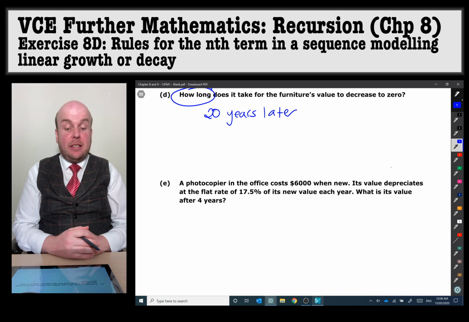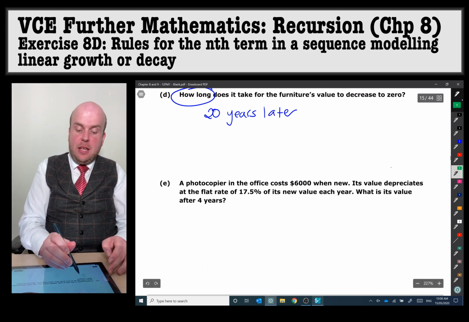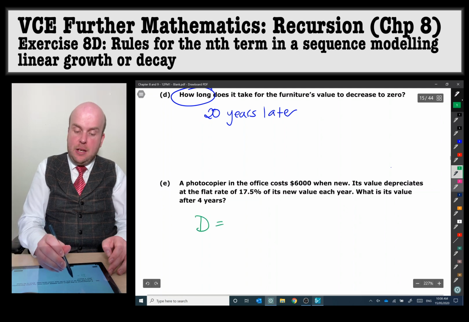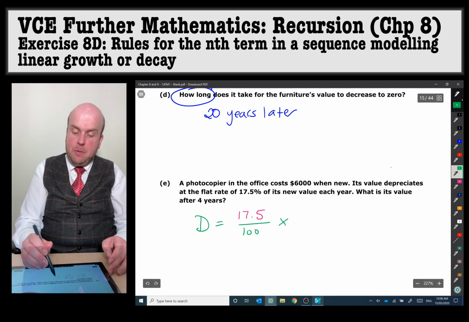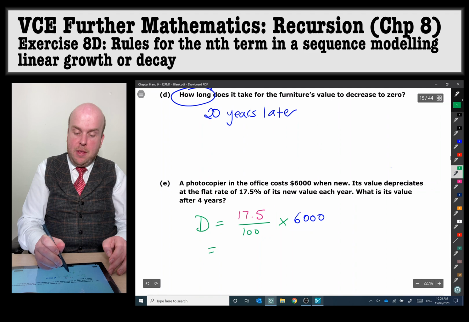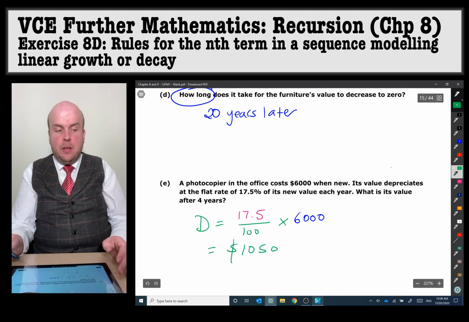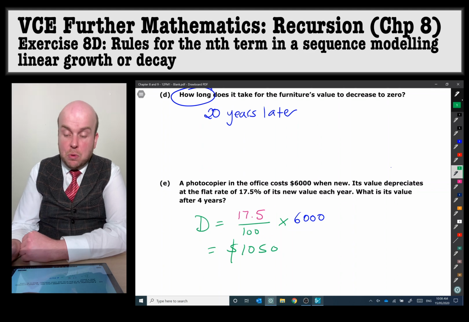A photocopier in the office costs $6,000 when new. Its value depreciates at the flat rate of 17.5% of its new value each year. What is the value after 4 years? So we need to establish the d value here, which has an interest rate of 17.5. We divide that by 100, and we'll times it by the principal value, which is 6,000. And then what that is equal to is 1,050.